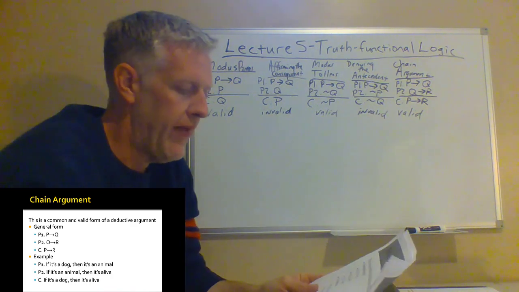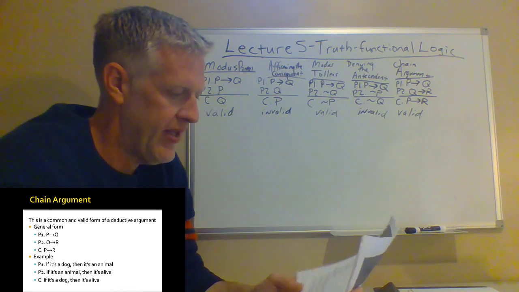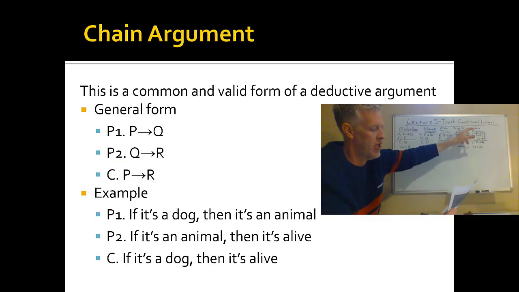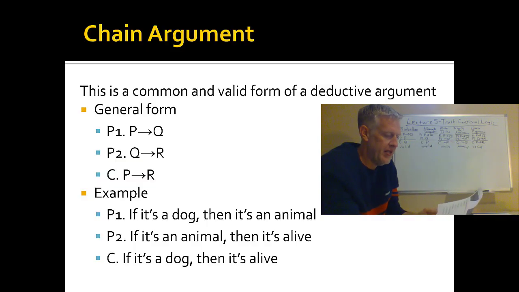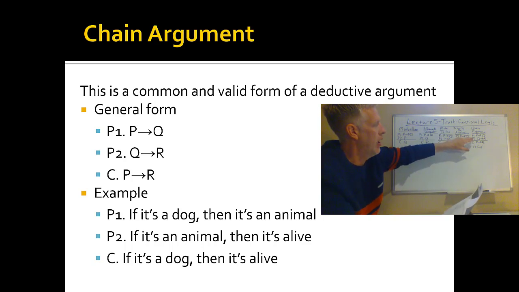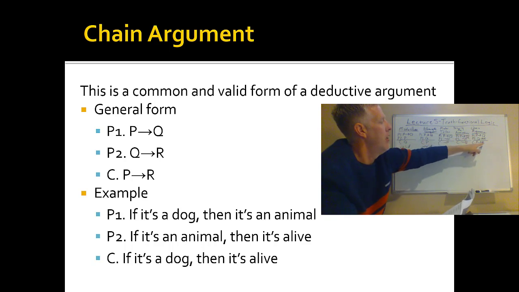I'll give you an example at the bottom of slide 17. Again, this is what's known as a chain argument. Premise 1: if it's a dog, then it's an animal. Premise 2: if it's an animal, then it's alive. So based on those two things, we can conclude, if it's a dog, then it's alive. Because we were told, if it's a dog, it's an animal. If it's an animal, it's alive. So the conclusion is, if it's a dog, then it's alive.